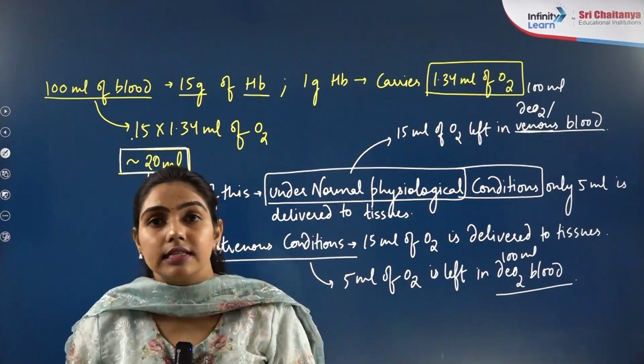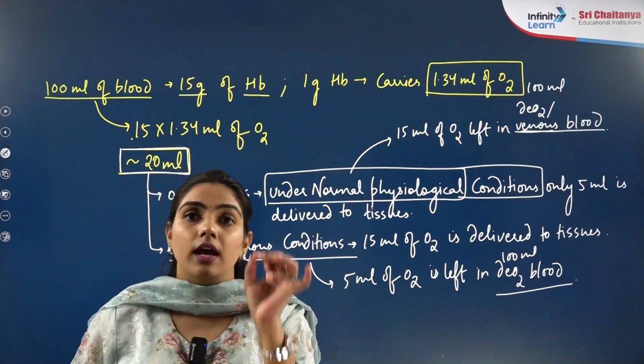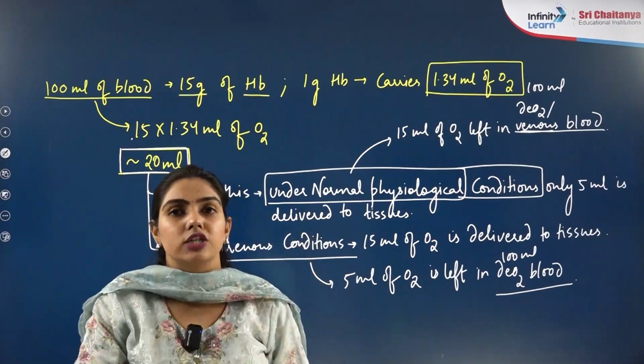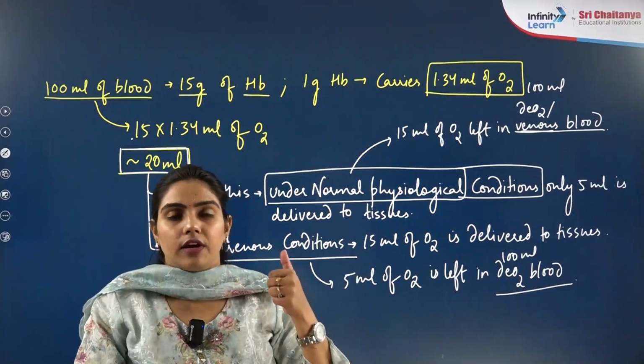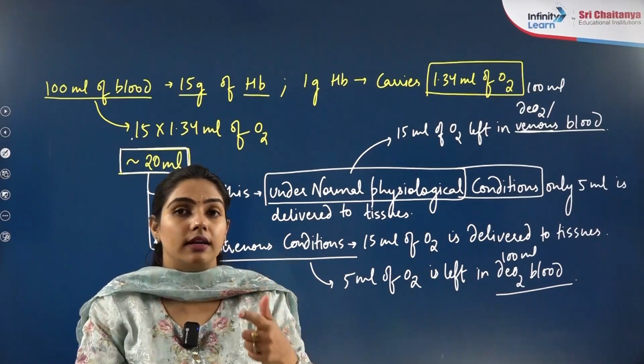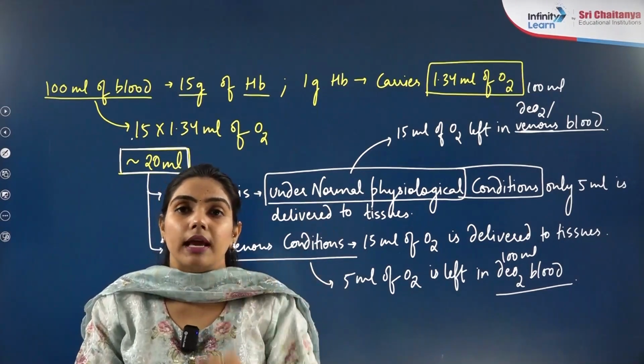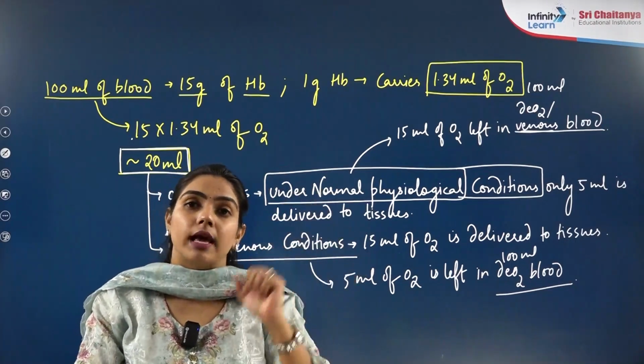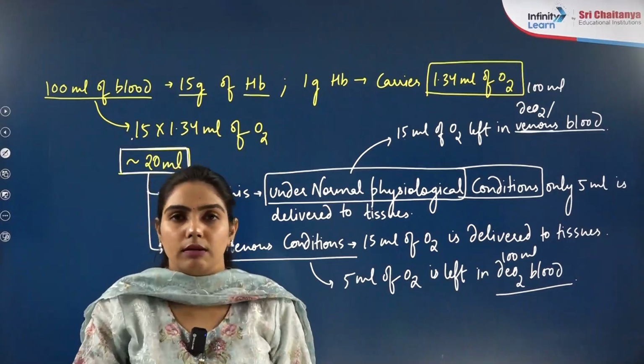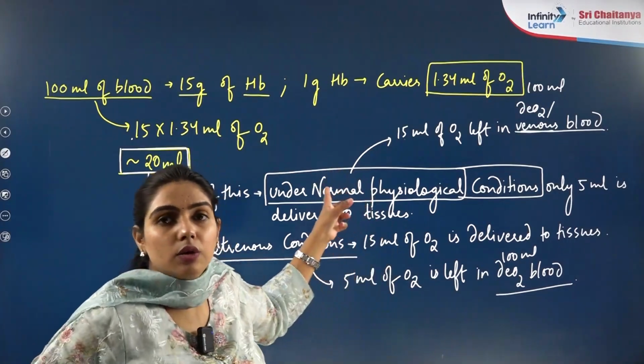This is written in NCERT and this is very important, and on the basis of this, questions can be asked. If 100 ml is supplying 5 ml, then how much will 200 ml supply, or how much will 1000 ml supply? Questions like that can be asked, so this is important to remember.